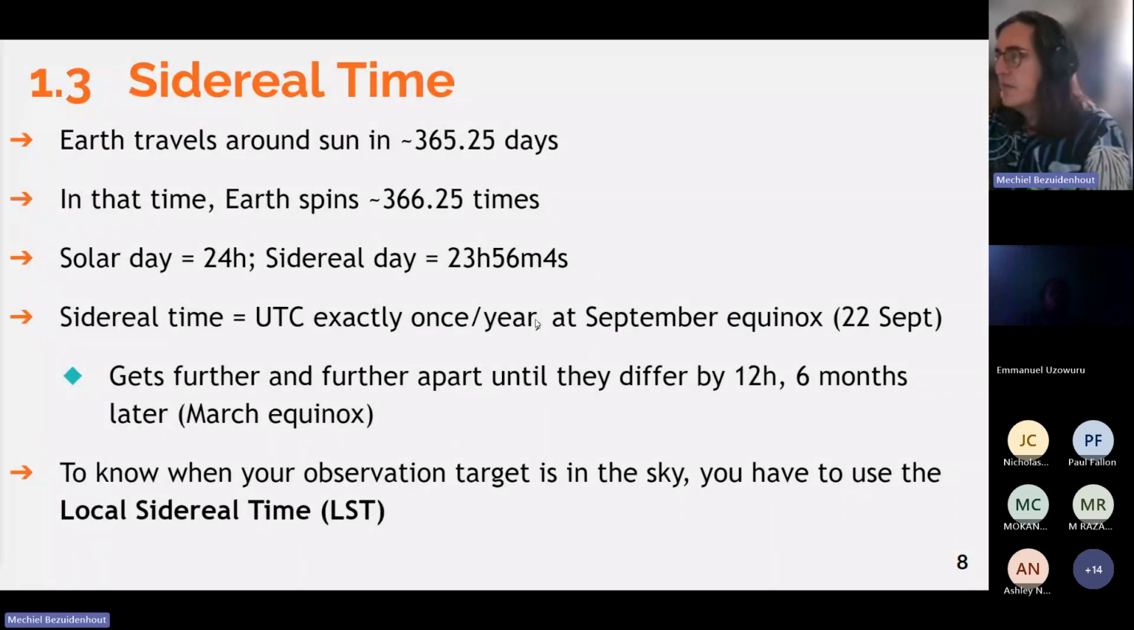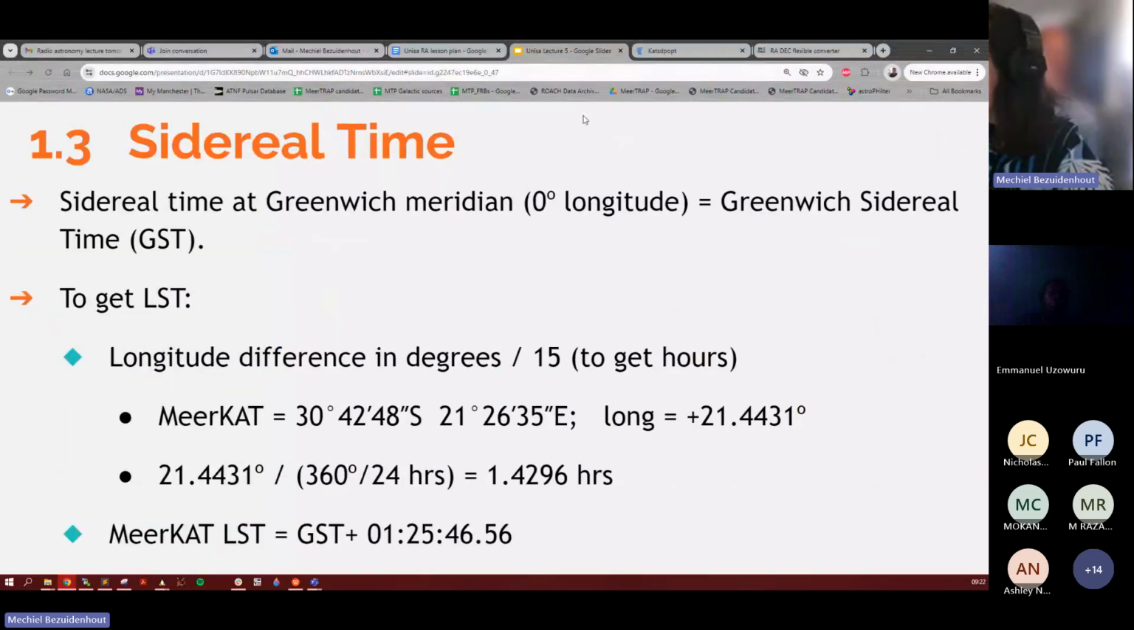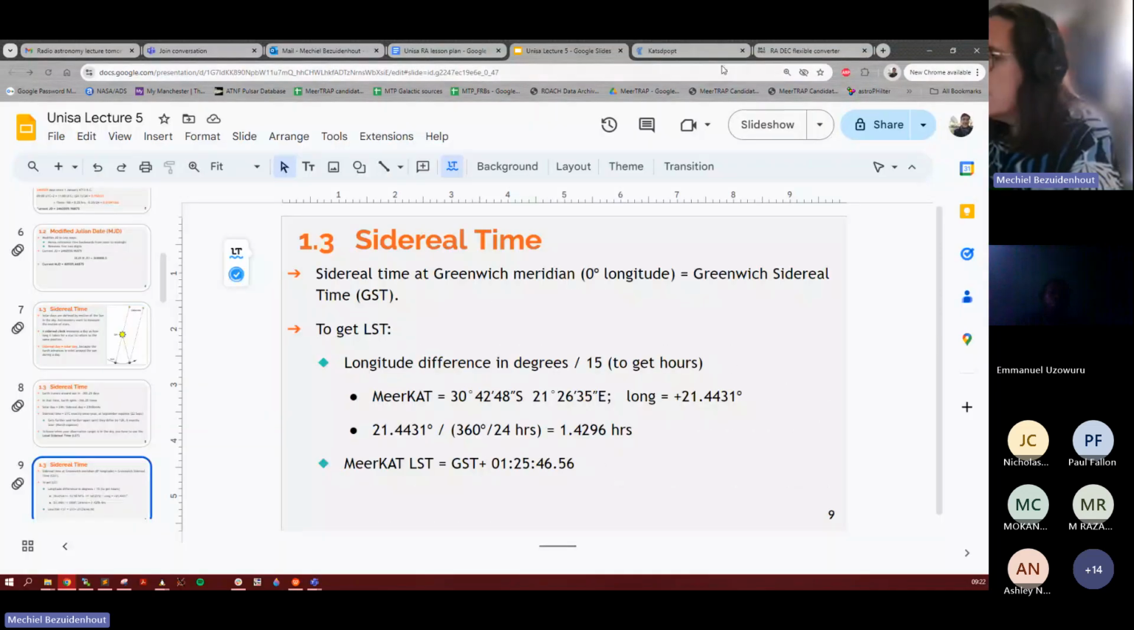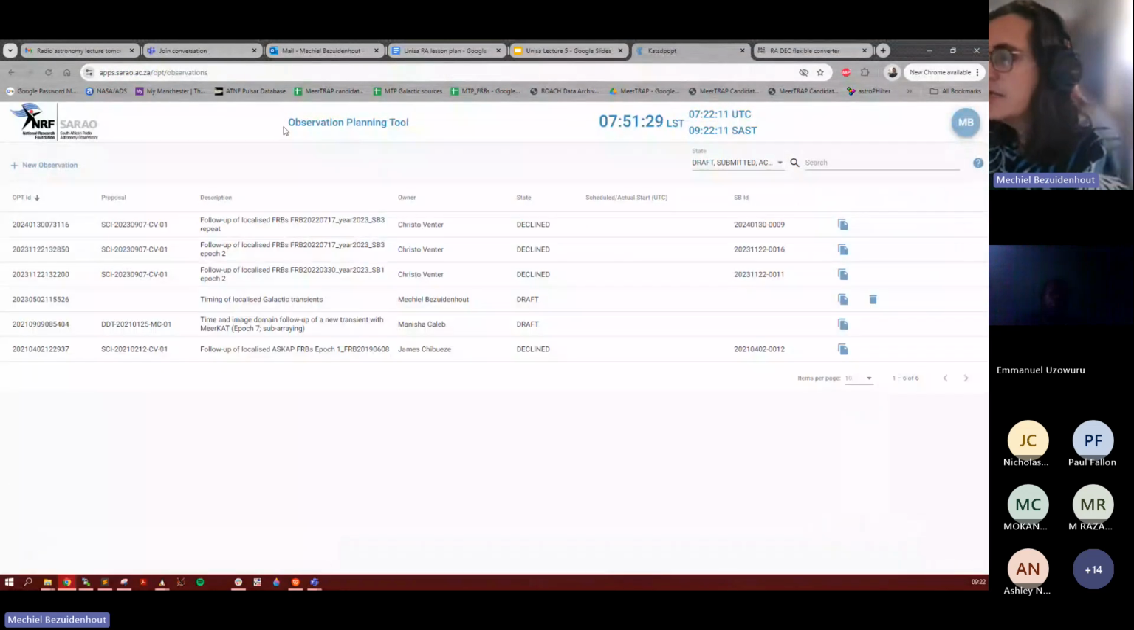So you should be able to see my screen still. I want to show you, for example, this is the Meerkat observation planning tool, right? If you have a Meerkat observation that you have proposed for, you use this tool in order to plan your observation. At the top immediately, you can see that there are 3 clocks.